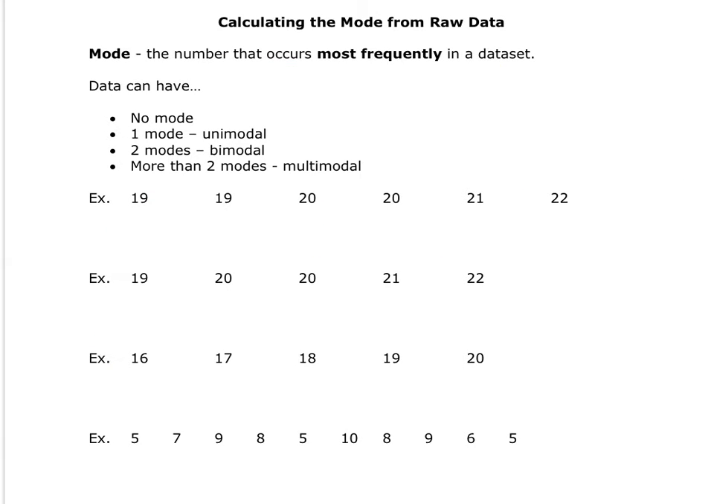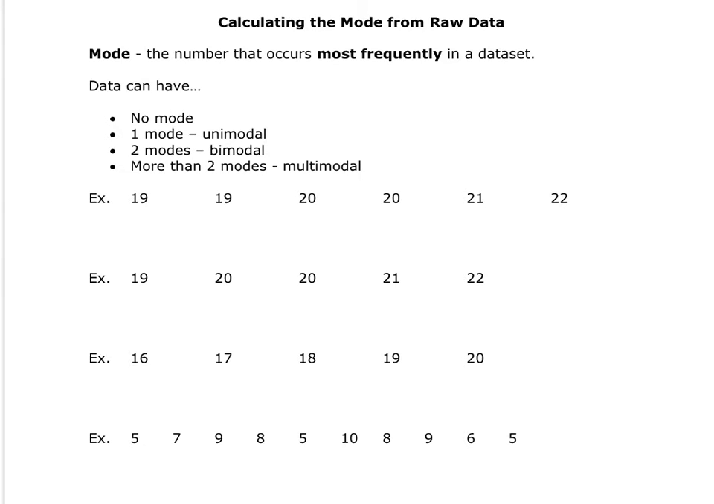Okay, so the next measure of central tendency is the mode. It's the number or numbers that occur the most frequently in the data set. Specifically, we can have no mode, we can have one mode, which we call unimodal, we can have two modes, which we call bimodal, or we can have two or more modes, which we call multimodal.